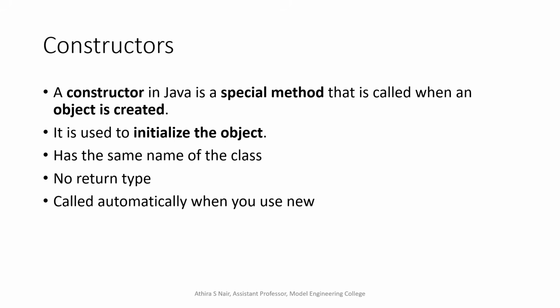Next is constructors. Now suppose we want every student object to automatically receive a name while it is created. For that we use a constructor. A constructor in Java is a special method that is called when an object is created. A constructor has the same name as the class, it has no return type, and it executes automatically whenever an object is created.